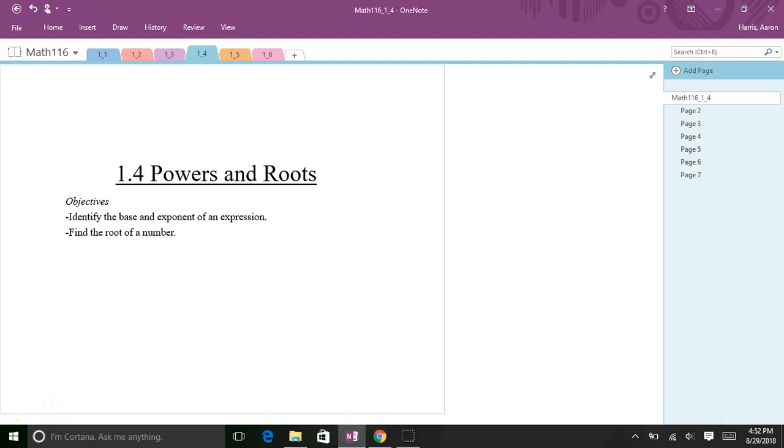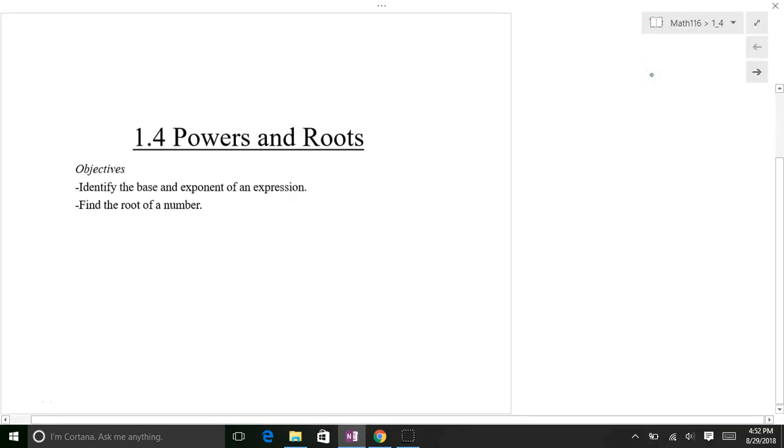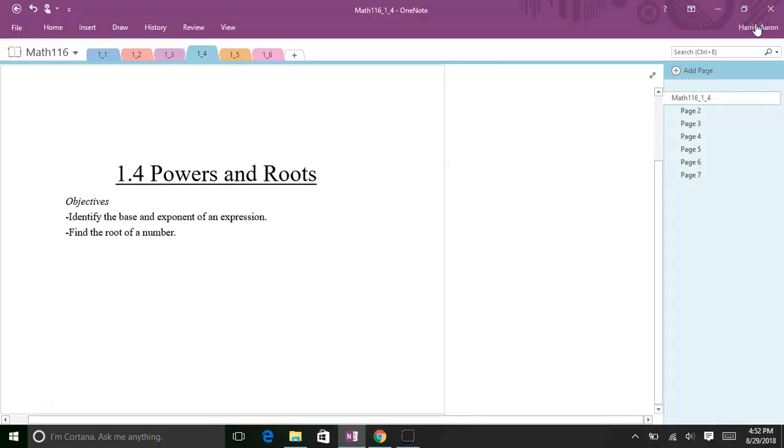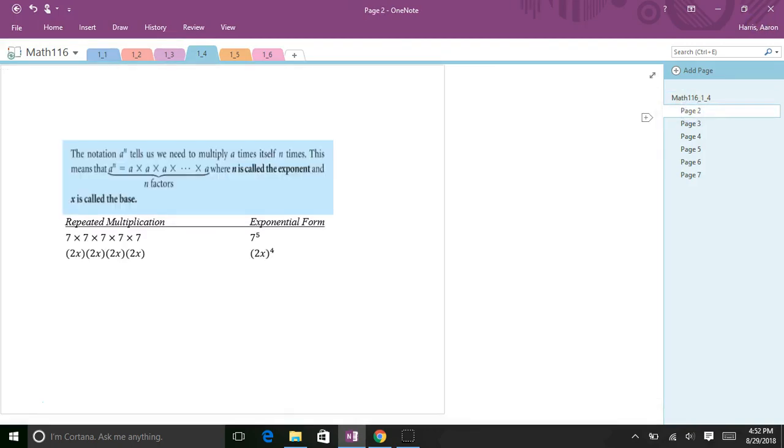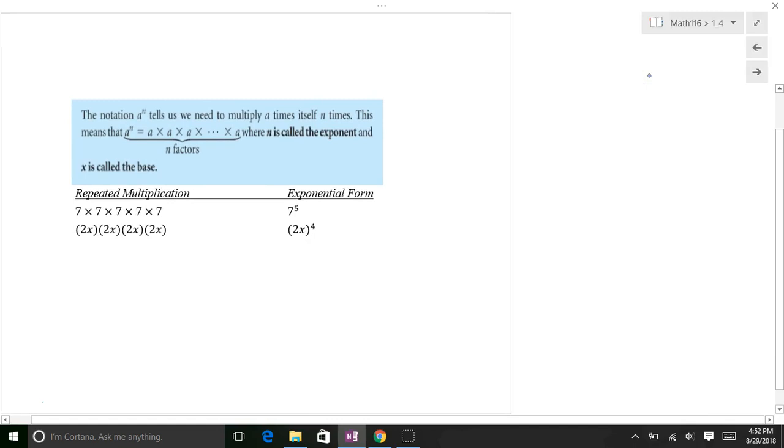We're going to talk about powers and roots today. Our objectives are to identify the base and exponent and find the roots of a number. So let's talk about, first of all, the exponential form of a number.